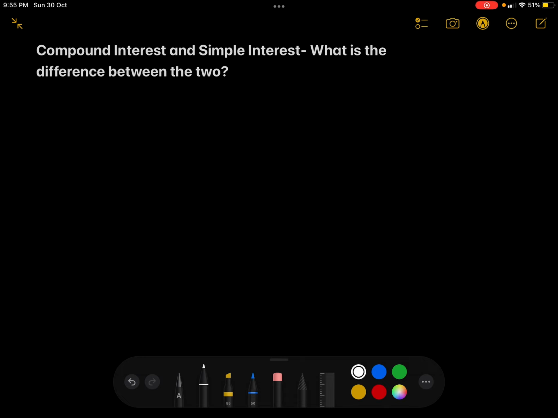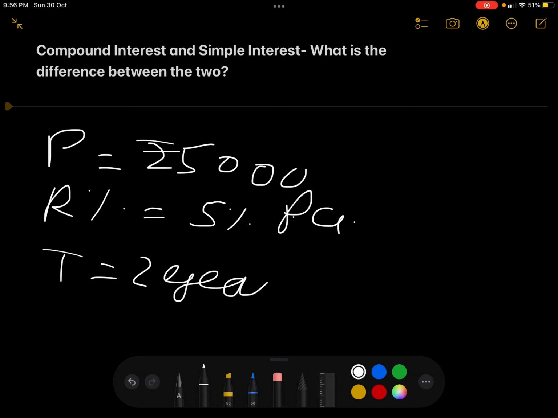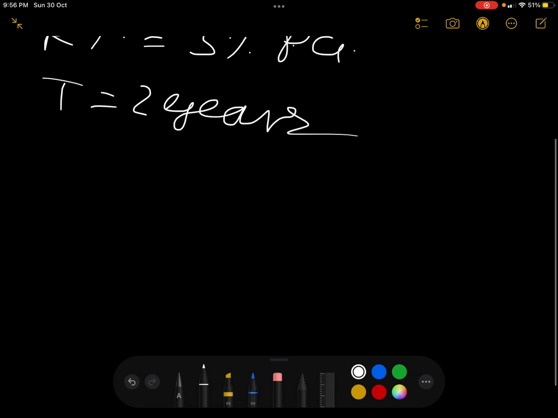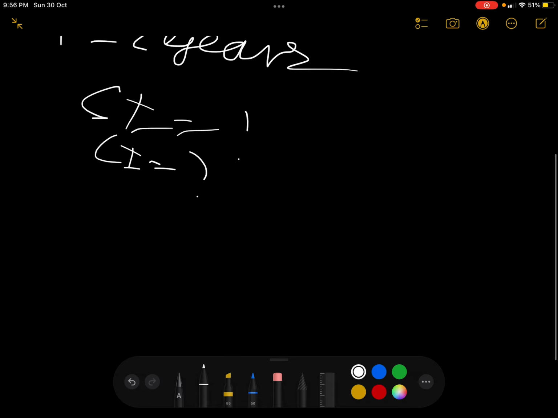So first we are going to take a principal, because we'll be understanding on the basis of a question. Let's say the principal is 5,000, our rate percent is 5% per annum, and our time is 2 years. Now once you know this, we'll calculate first the simple interest and then the compound interest, and when I explain the compound interest, I'll do it according to the simple interest method. I'll tell you how. First let's do the simple interest.